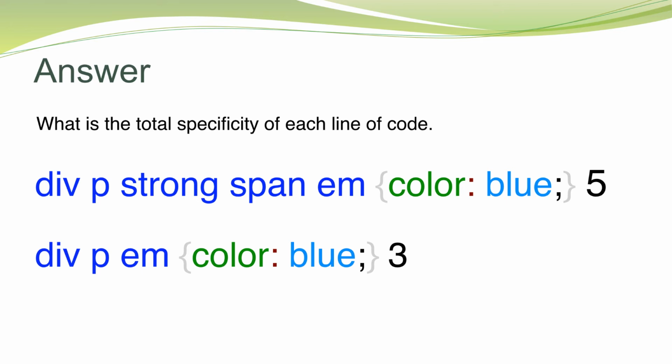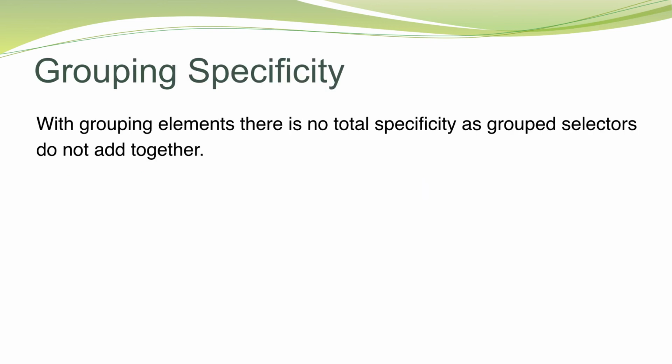In the first example, each element, the div, the p, the strong, the span, and the em, have a value of 1. When added up, they equal 5. In the second example, each element, the div, the p, and the em, have a value of 1. When added up, they equal 3. With grouping elements, there is no total specificity, as group selectors do not add together. That is it for this lesson.